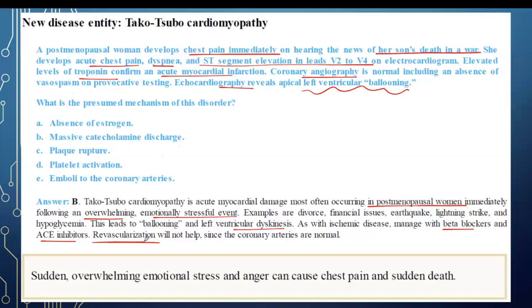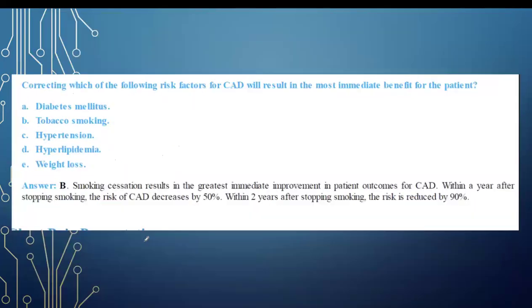But in this patient, there is no block. So there is no need of any revascularization in this patient. Okay? So just remember that if they give you a question where the patient presented with all the features of ST elevated MI, but the coronary angiogram is normal, that's the time you would think of Takotsubo cardiomyopathy. Okay?